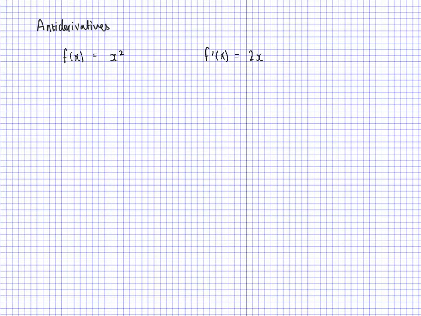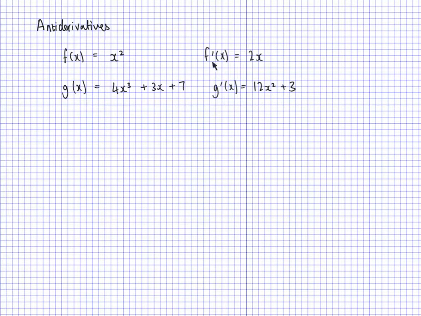If I was to have another function g of x, and let's say this one is 4x cubed plus 3x plus 7, and let's say I differentiate this one, I will get g dash x is equal to 12x squared plus 3. Now if I was to take this g dash x, 12x squared plus 3, back to this, then that process is called finding the antiderivative of this function here.